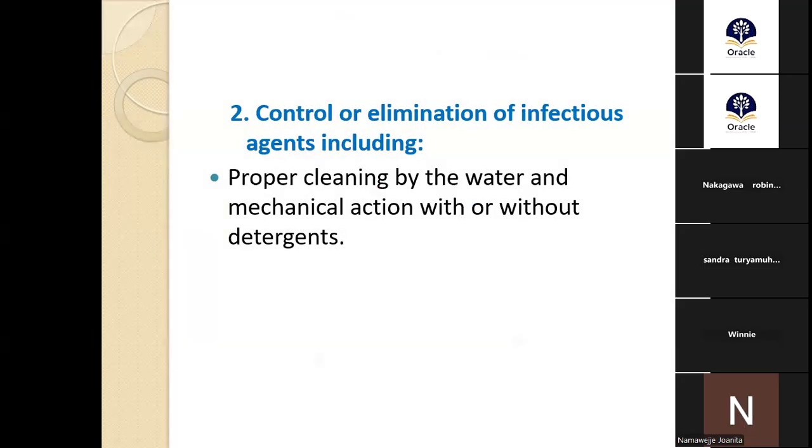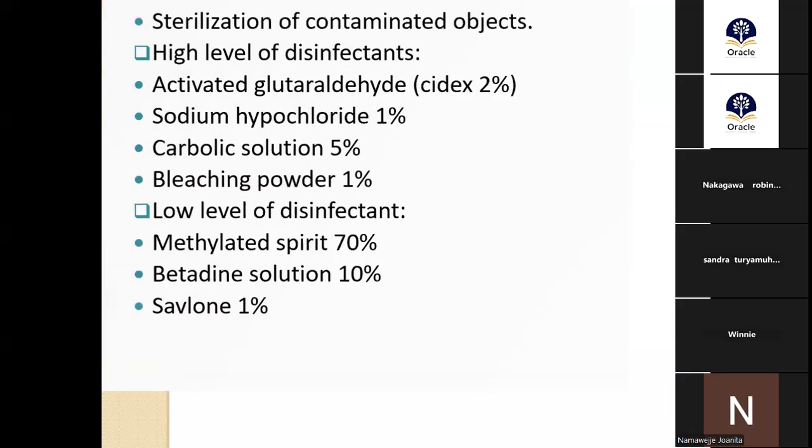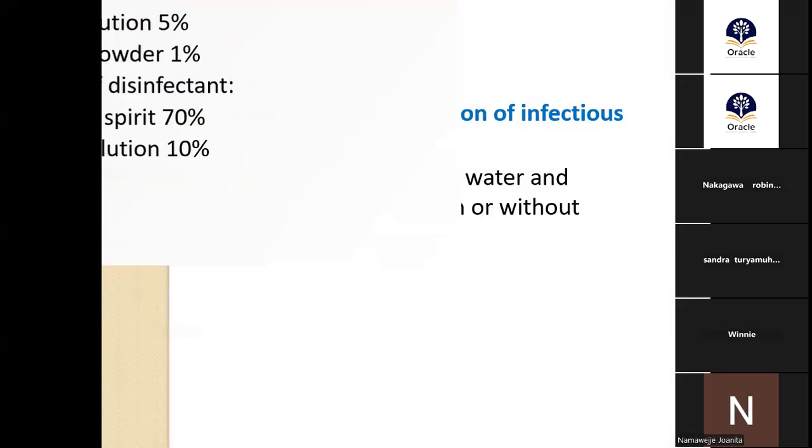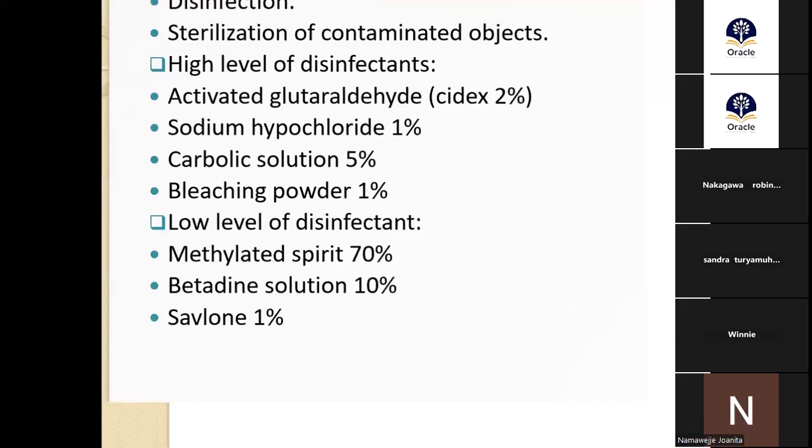We can also control or eliminate the infectious agents through what? Proper cleaning by water and mechanical action, with or without detergent. So proper cleaning of surfaces, decontamination. If you see the instruments are soiled, then you remove that physical soiling. We can also do what? We can do disinfection and sterilization.